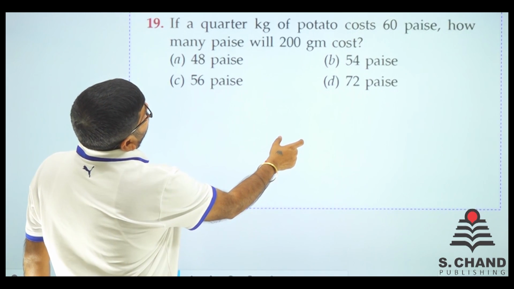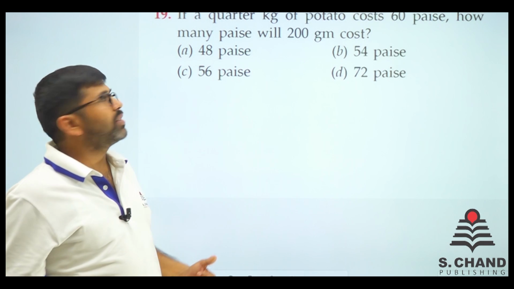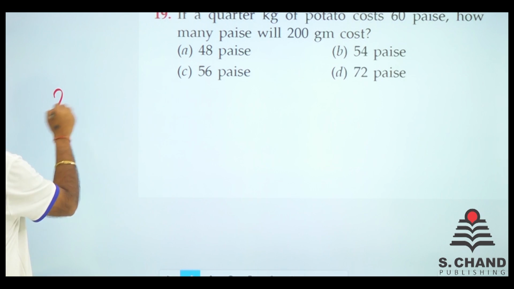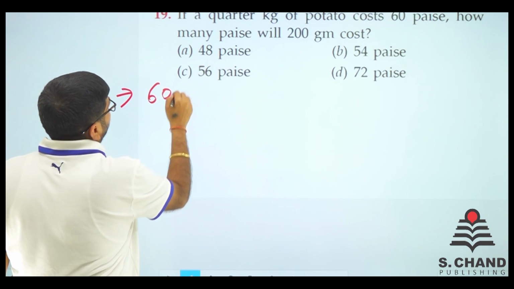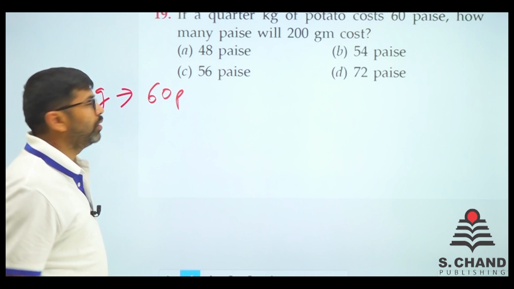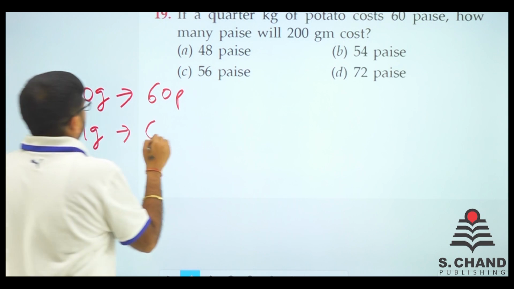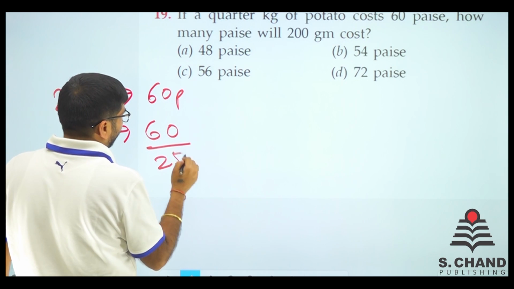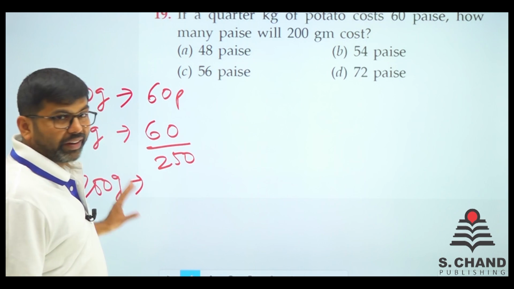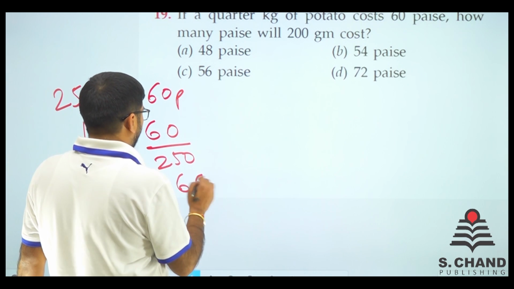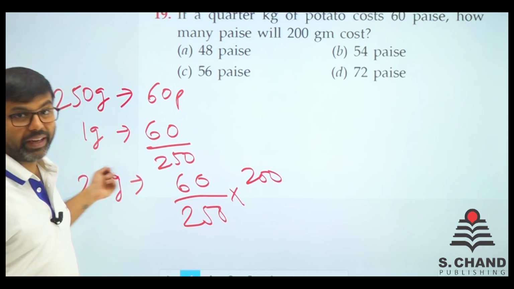So the quarter kg of potato costs 60 paisa. Quarter kg, what is quarter kg? Quarter kg is 250 grams. So we have 250 grams costing 60 paisa. What will 200 grams cost? Do one thing. 1 gram will cost how much? So 60 divided by 250. So we want 200 grams. For 200 grams, we just multiply by 200, right?